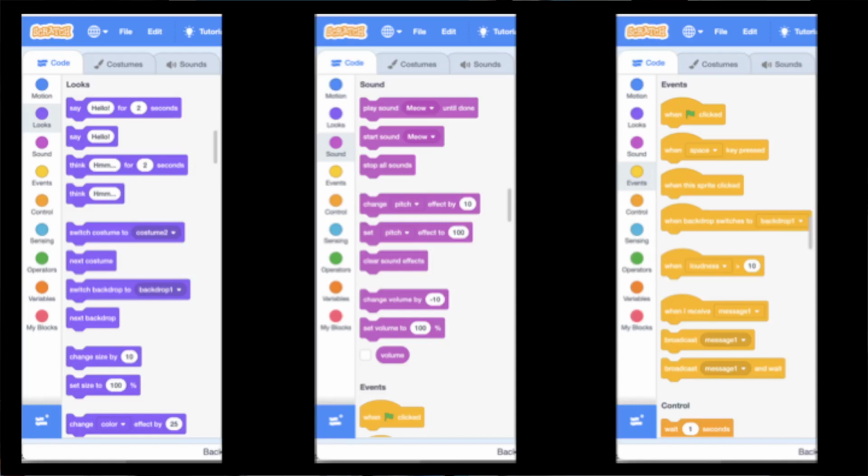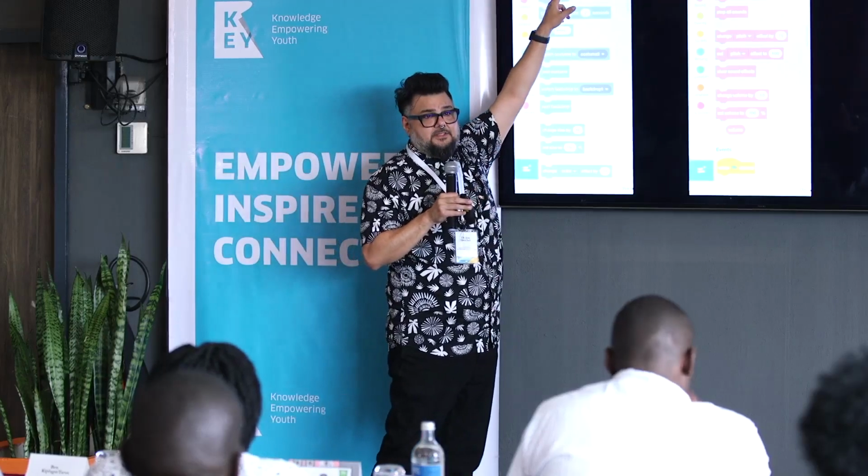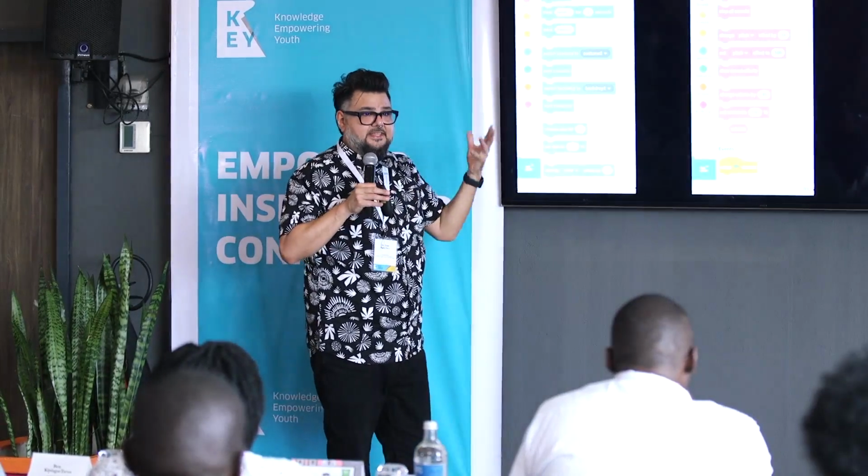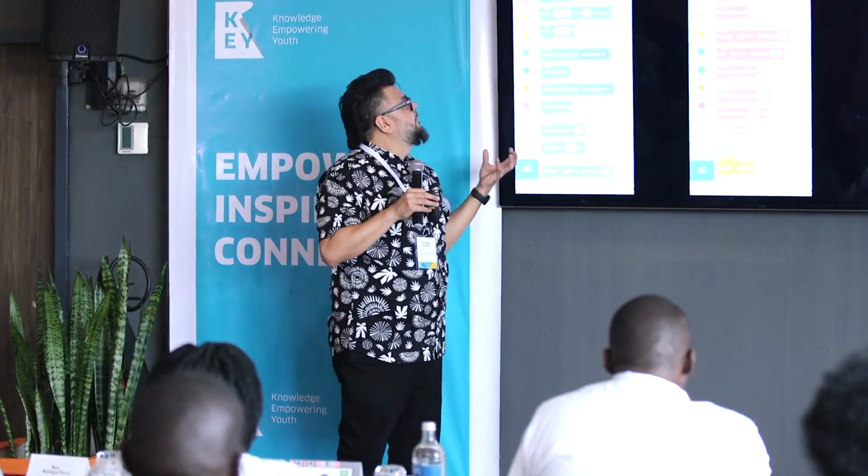So look, you can say hello for 2 seconds, which means when you touch the cat, it's going to say hello, and then hello is going to stay there for 2 seconds. But you can make it say anything. You can say, hi, my name is cat, for 2 seconds. And that's one way you can get these characters to start talking to each other.